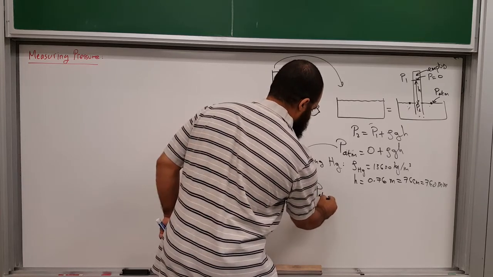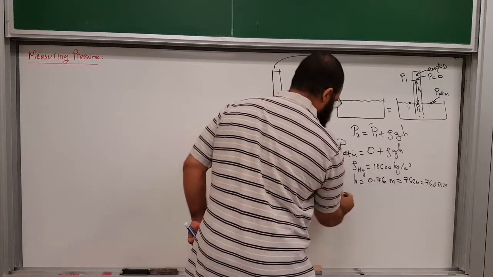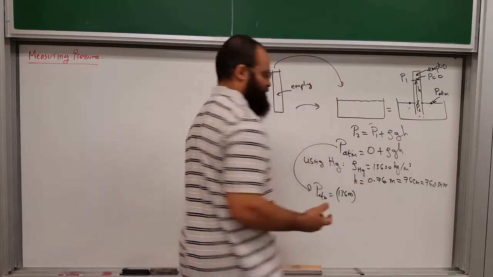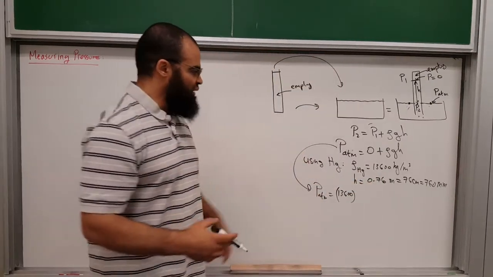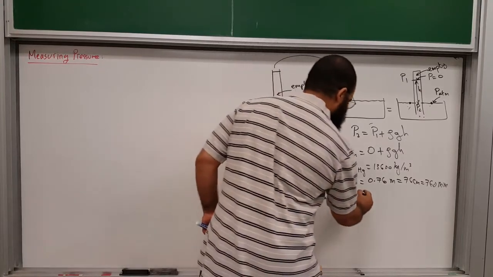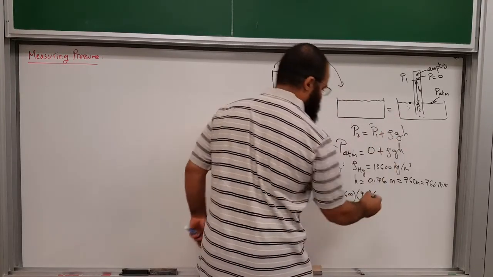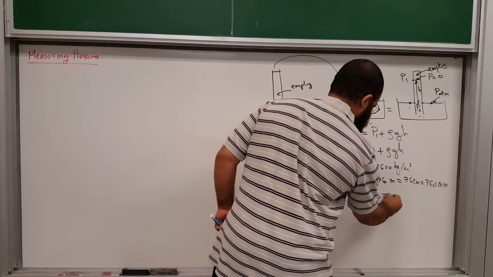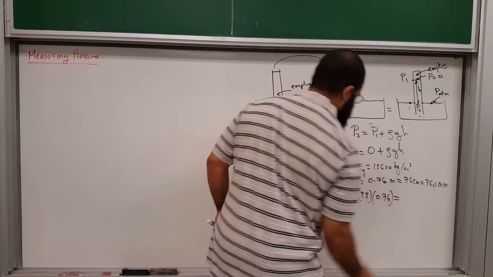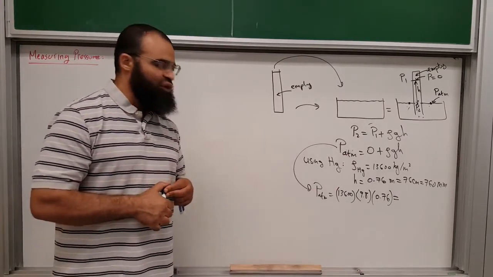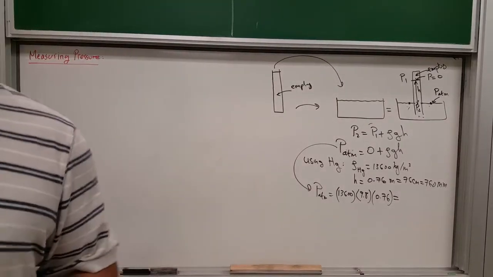So the atmospheric pressure, let's see how much it is. It will be rho, the density, that's 13,600. See, we can measure the density. Just give me the mass and the volume, I can measure the density. Gravity has been measured, and it's 9.8. And h, we just measured it, it's 0.76. And we get 13,600 times 9.8 times 0.76.